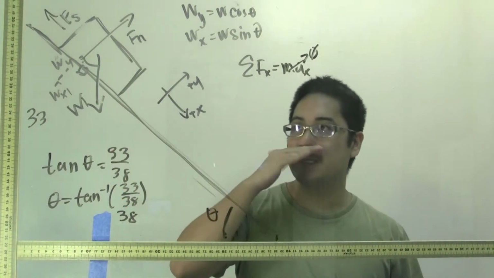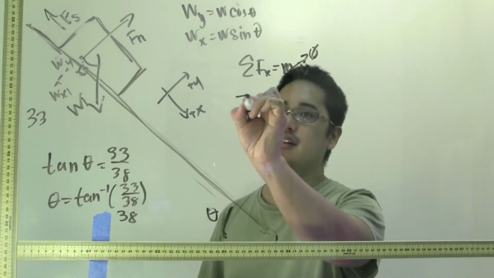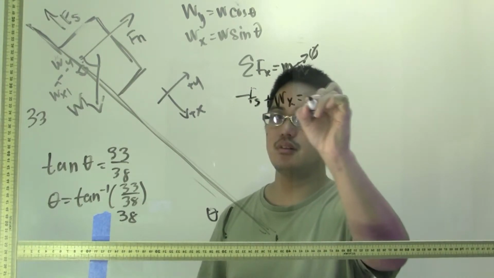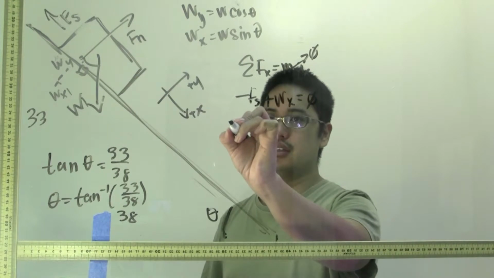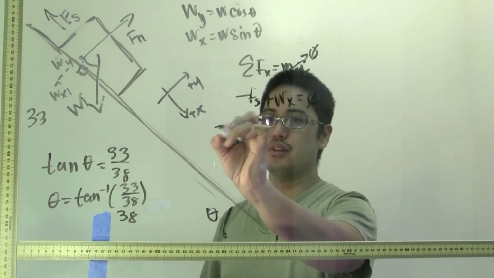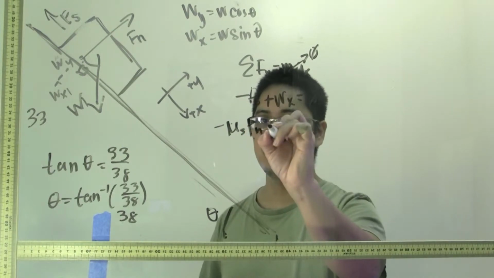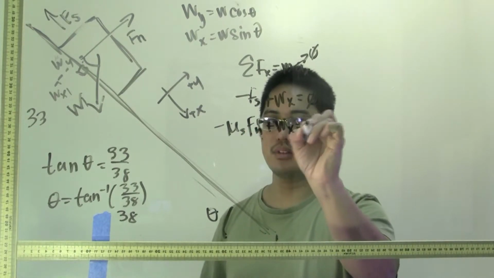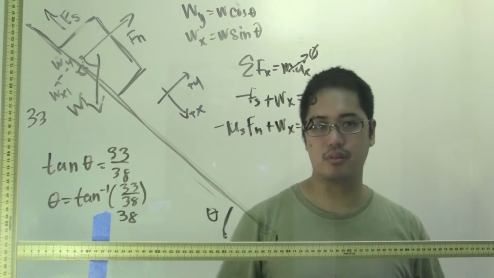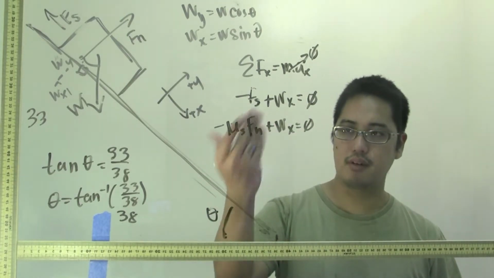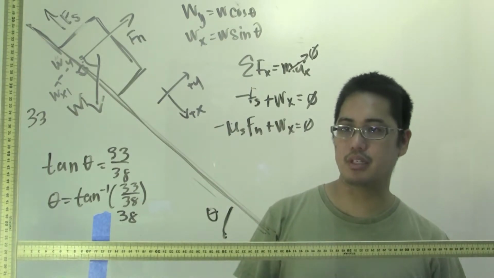Adding up the forces in the x direction, I see there's a negative Fs plus Wx is equal to 0. So what is Fs equal to? Well, that's negative mu s times the normal force plus Wx equals 0. What is my normal force? I don't know. I'm stuck. If I'm stuck at this point, I'll just turn over to the y direction.